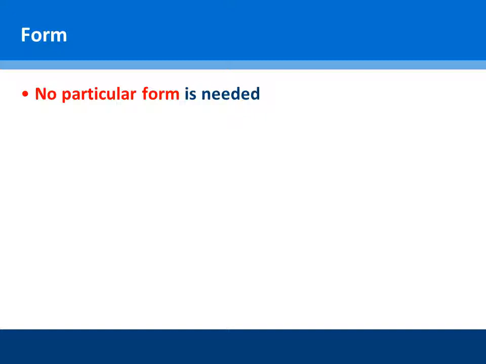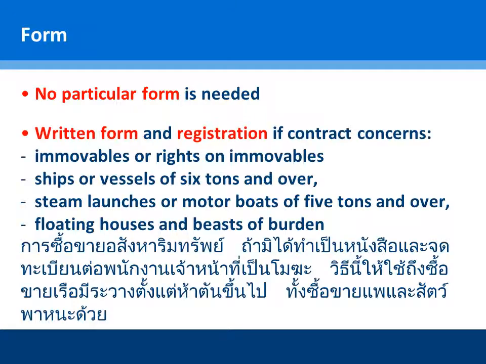For the contract of sale, as a general rule, you don't need any particular form. However, if you sell immovable property or rights on immovable property, such as lands, houses, buildings, you need a written form and registration at the land office. The same applies for ships, steam launches, motorboats, floating houses, and beasts of burden.